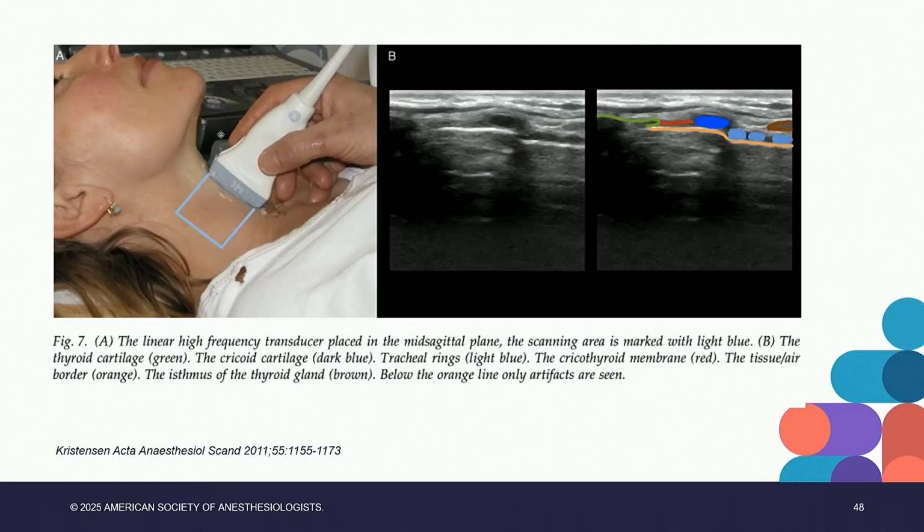And here you can see it visualizing for you the cricoid, the tracheal rings, the cricothyroid membrane, and the thyroid cartilage. You can move just a little bit lateral and go out of plane here in real time. You can pierce that and get the cricothyroid membrane, either to perform a cricothyroidotomy or a recurrent laryngeal nerve block.